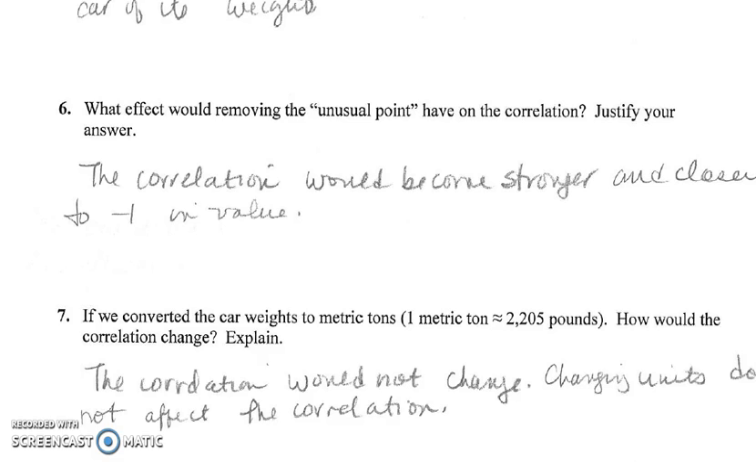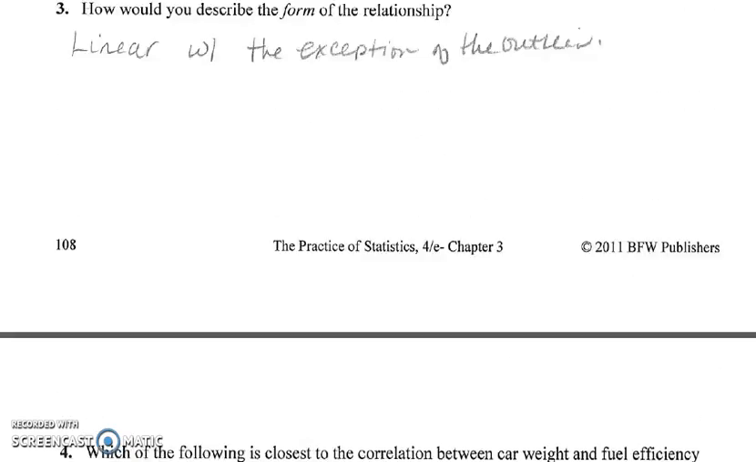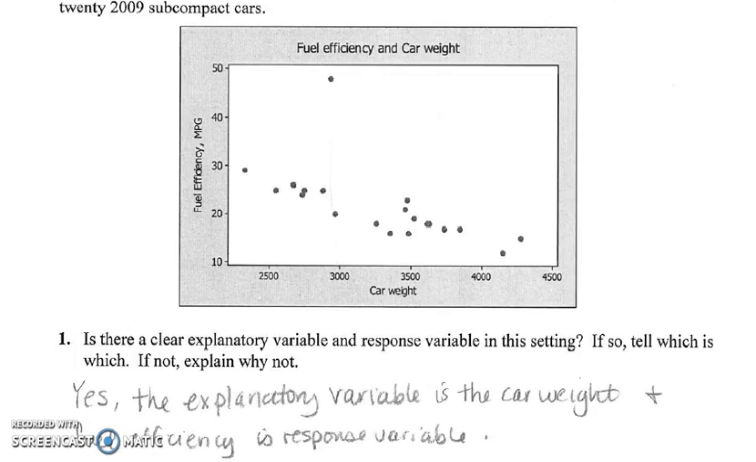What effect would removing the unusual point have on the correlation? Well, it would become stronger and closer to -1. So it's a good idea to talk about the strength of it, how it would change, and then also the value of the correlation as well.